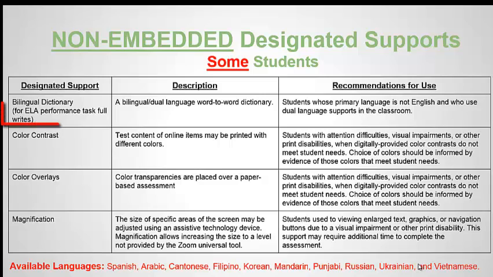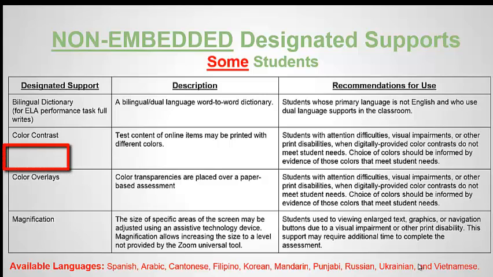Color contrast allows test content of online items to be printed with different colors. Students with attention difficulties may need this support for viewing the test when digitally provided color contrasts do not meet their needs. Some students with visual impairments or other print disabilities also may need this support. Choice of colors should be informed by evidence that those colors meet student need.